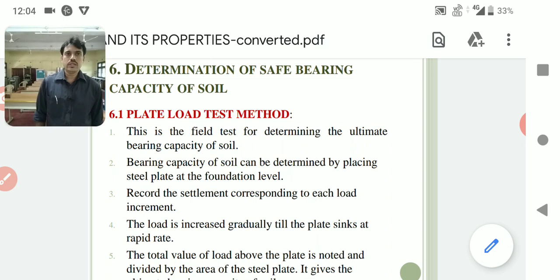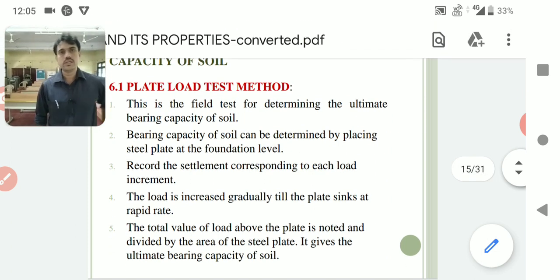So this is the field test for determining the ultimate bearing capacity of soil. Here there are two options for us to improve the loading conditions. Bearing capacity of the soil can be determined by placing a steel plate at the foundation level, and I will go into brief once again what actually the plate load test method is.